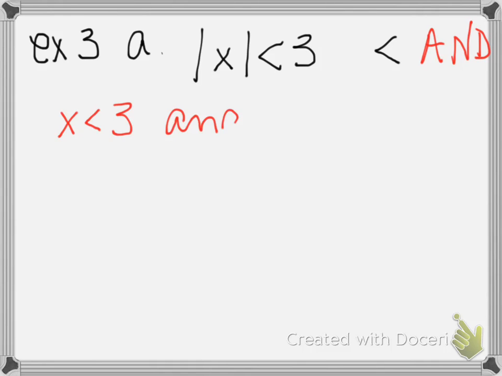There's two different ways we could do this. We could take it out of the absolute value, put x is less than 3, and anytime you go to put it to the negative, we must flip the symbol, which I forgot to do.